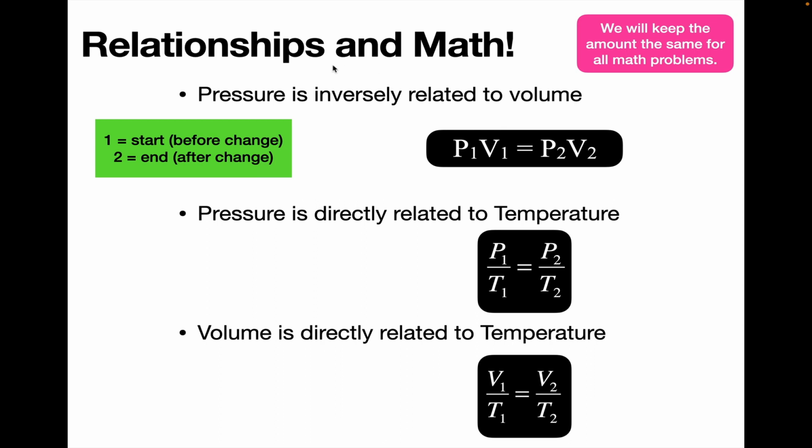Now we get to the math. Okay, so all these relationships can be put into equations. Okay, and for these equations, we will be keeping the amount the same. So we have the pressure and volume relationship. Here's our equation. Pressure and temperature relationship. Here's our equation. And volume and temperature relationship. Here's our equation. Okay. The ones in these equations mean the start. The twos mean at the end as we do our math. Okay. So it's always like, what are they at the start and what are they at the end? Start, end, start, end. Okay.